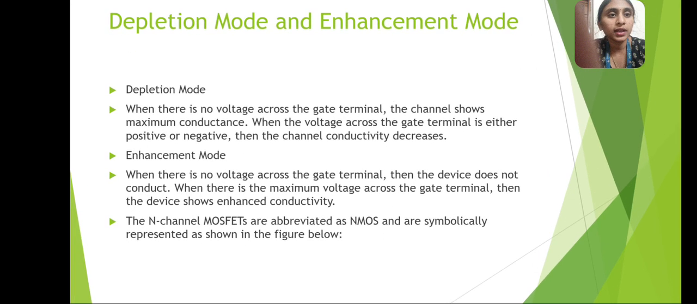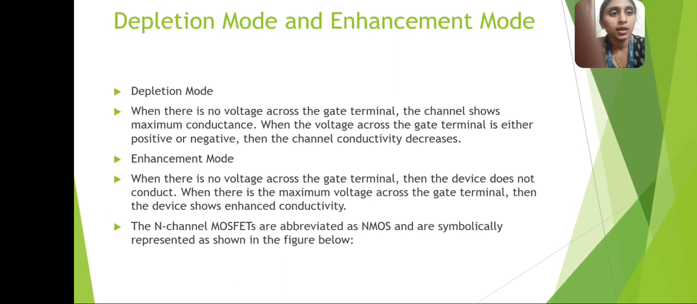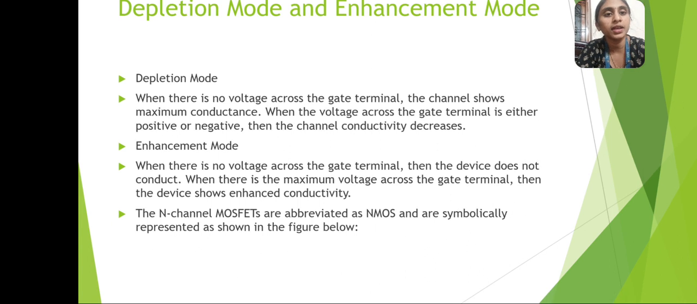So, depletion mode and enhancement mode. Depletion mode: when there is no voltage across the gate terminal, the channel shows maximum conductance. When the voltage across the gate terminal is applied, the channel conductivity decreases. Enhancement mode: when there is no voltage across the gate terminal, the device does not conduct. So when we see depletion mode, there is a decrease in conduction, but in enhancement mode there is no conduction at all. When there is maximum voltage across the gate terminal, the device shows enhanced conductivity.